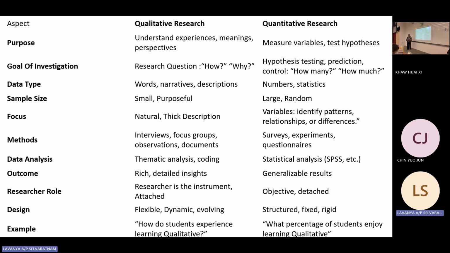Why can you not generalize the results? Because you are not doing causation, correct? You are looking at understanding experiences, meaning, and perspective, so it cannot be generalized. If someone thought that this current workshop is boring, it doesn't mean that everybody else will think the workshop is boring. Everybody else will have a different opinion on the same situation. A very good example is COVID. How did we all experience COVID? Everybody experienced COVID differently.